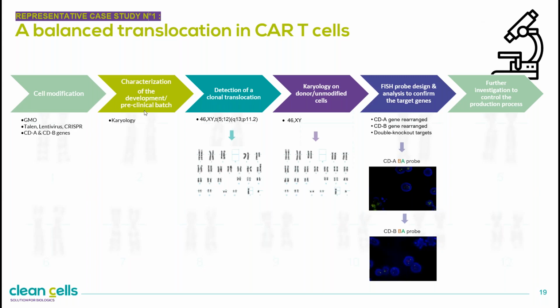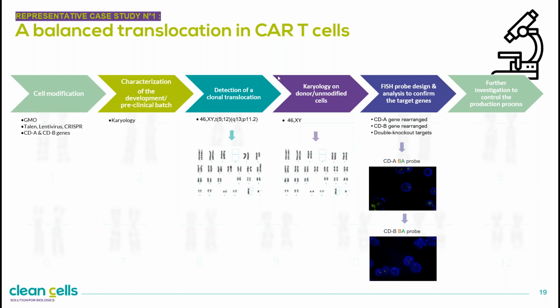Right. So at this point, you could say with proof that the genetic instability was due to the genome manipulation of the cells in order to change the receptor of the cell. Indeed, the tested unmodified donor cells were negative for the aberration, and hence it was quite clear that it was the result of the cell modification.